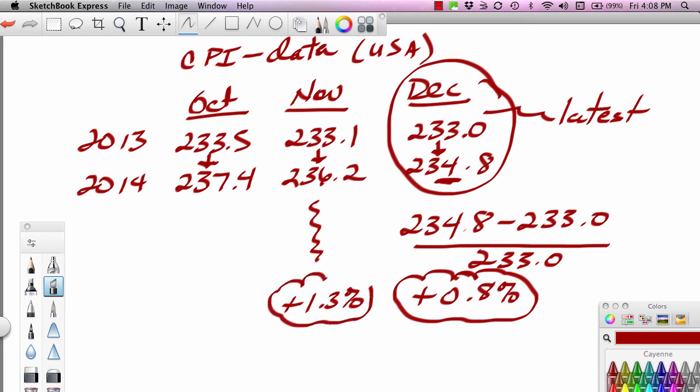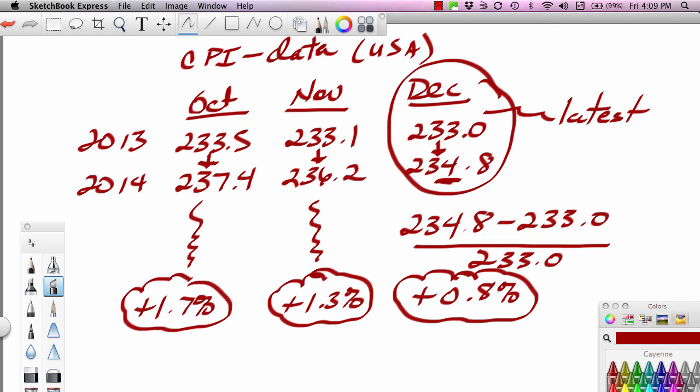Take some time and verify that number after you're off the video. See if you can actually calculate that. And then if we do this number here, 237.4 minus 233.5 divided by 233.5, we actually get plus 1.7%. So it's kind of interesting that year to year, the October change was 1.7, year to year the November change was 1.3, and year to year the December change was 0.8%.